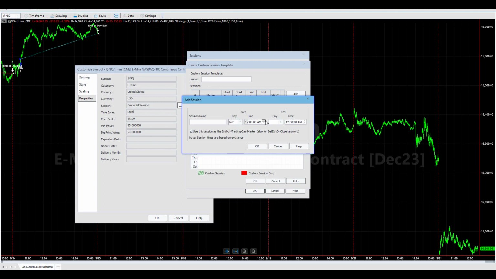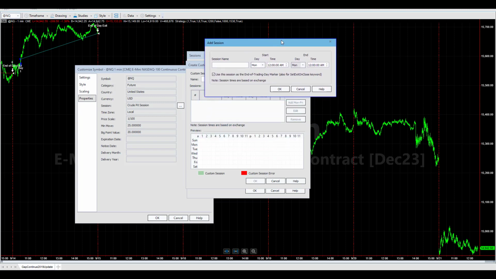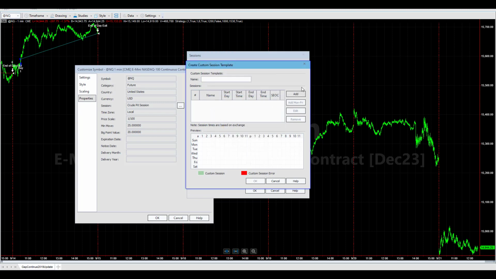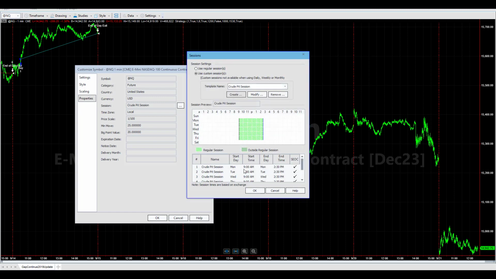Select this, select Monday 9 a.m. to Monday at 2:30 p.m., and then you select OK and add Monday through Friday. I didn't add the names there because I already have the crude pit session. And so you can see Monday at 9 a.m. to Monday at 2:30 p.m.